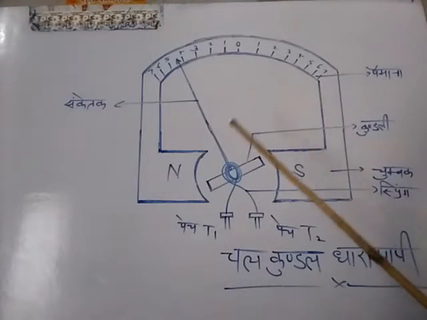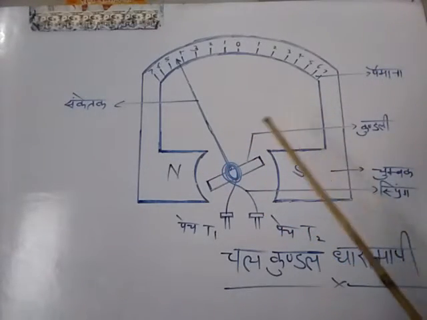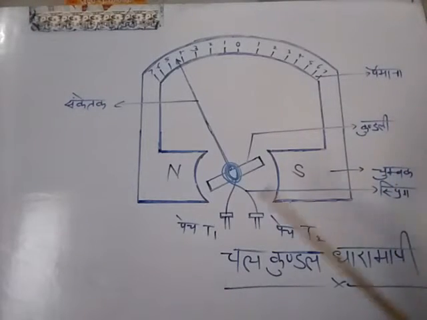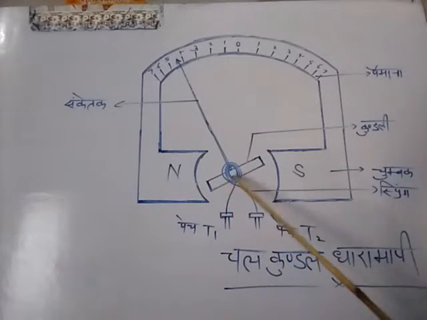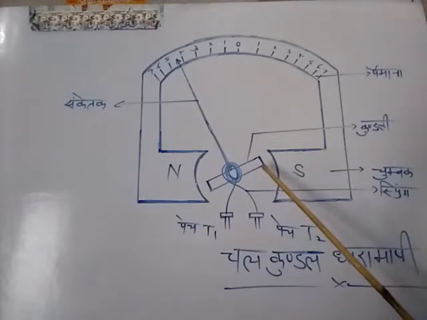Next part is the magnet. It is a fixed part of the moving coil galvanometer and it is called the field magnet. It is divided into two poles, north and south pole. And the current carrying coil is situated between the poles of the magnet, N and S. And the coil rotates between the magnetic poles N and S.